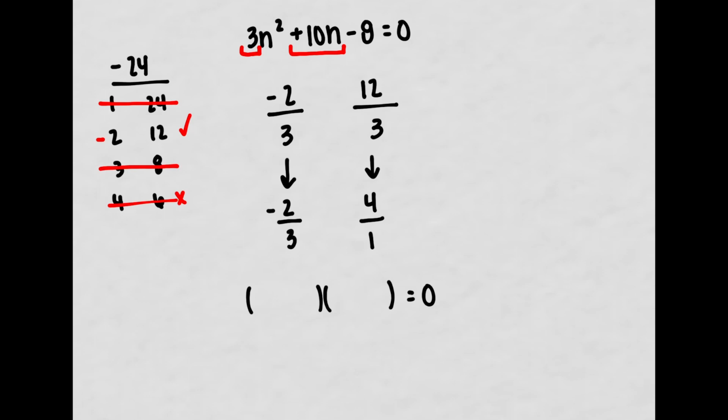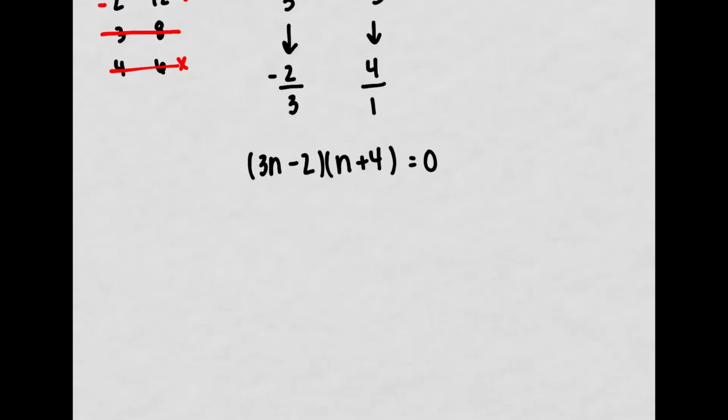I take the denominator and it goes with my variable. So I'm going to have 3n, and then I have the numerator with its sign. So 3n minus 2. And the second parentheses, I take the denominator, which is 1. So it would be 1n, or in this case, I'm just going to put n. And then I have the numerator with its sign, so plus 4. I have factored this completely.